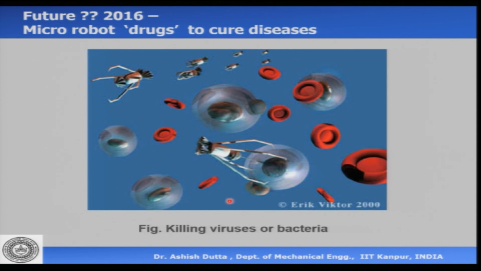How small is small? This is a figure showing a robot which is very small. How small? That it can go inside the bloodstream, and these are the red blood cells. So this robot is so small that it can go inside the blood cell and perform a particular task, for example, killing a particular virus or killing a particular cell. So we are already in that stage where robots are this small and they can be inserted into the body.